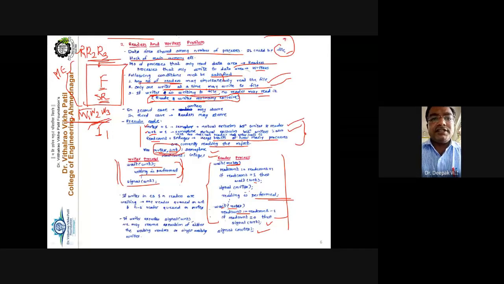So if the writer executes the signal WRT function, then we may resume execution of either the waiting readers or a single waiting writer process. Getting this point? So this is the logic behind the pseudocode of the writer and the reader process. This is the way. Clear? If you have a doubt, you can ask me.